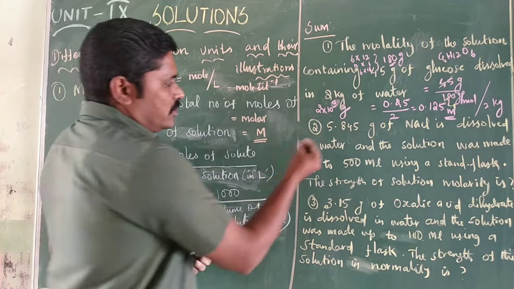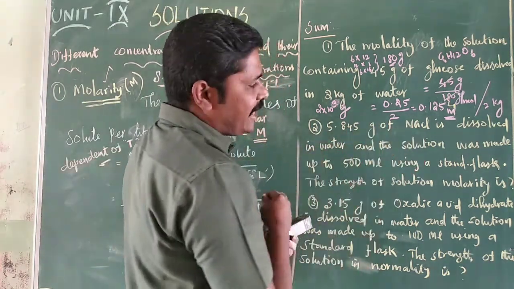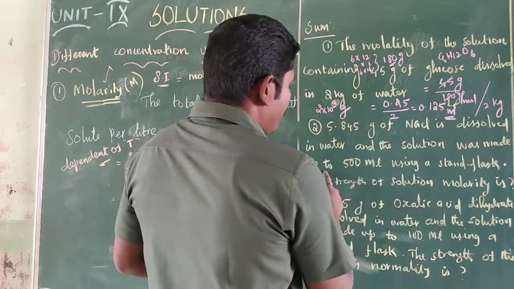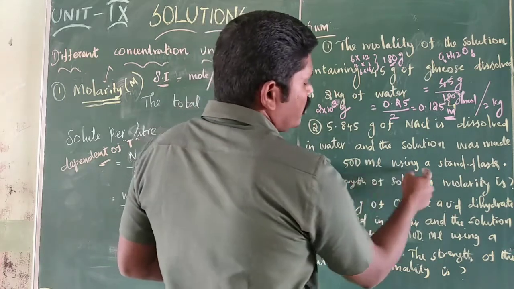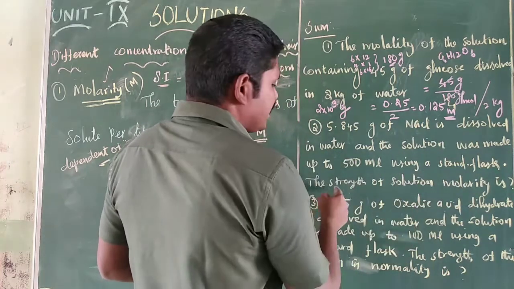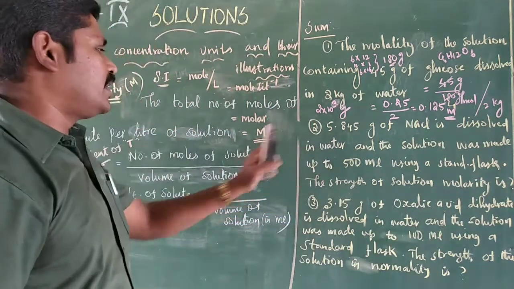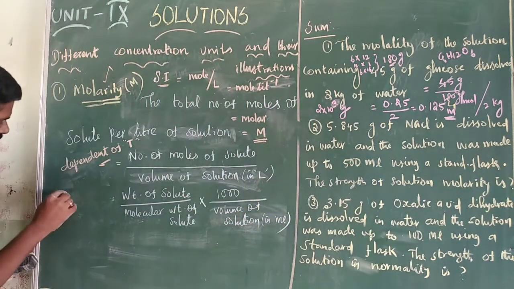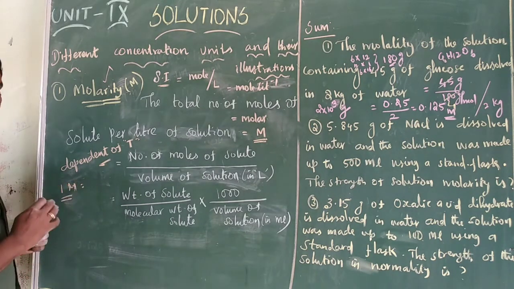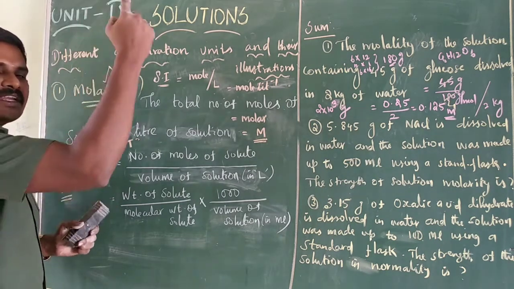So the example sum: 5.845 gram of sodium chloride is dissolved in water and the solution was made up to 500 ml using a standard flask. The strength of the solution, molarity, is. One molarity is equal to the molar weight of the substance dissolved in 1 liter of the solution.